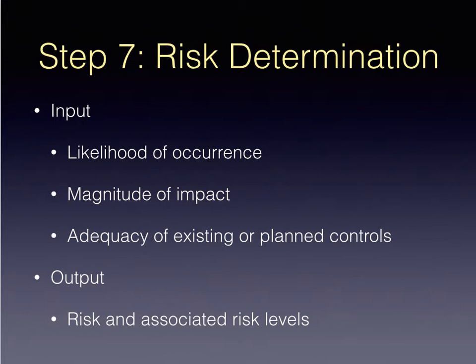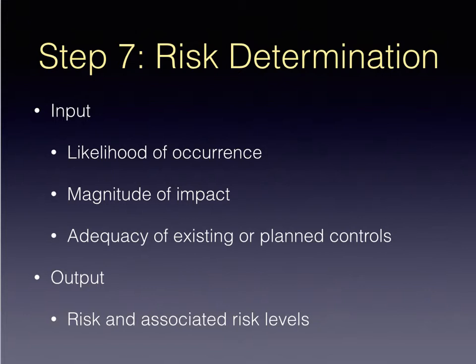So step 7 is likelihood of occurrence, magnitude of impact, and adequacy of existing or planned controls as inputs. And the output is a risk and associated risk levels. Again, the risk is going to be prioritized either by dollar amount or value. And how that's done is going to be based on whether you did a qualitative or a quantitative assessment. And again, it's not just about threats and vulnerabilities. It's also about how well your controls are going to work.